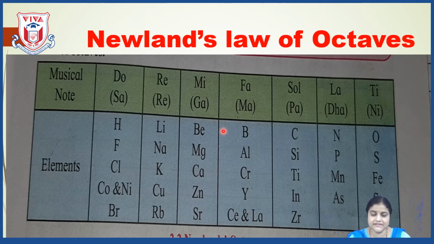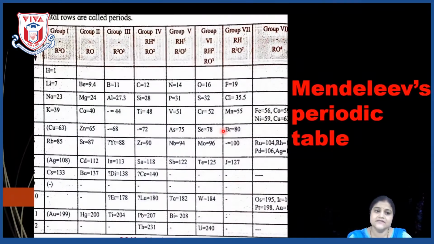Now, the third scientist who came with a new idea and contributed to the classification of elements was Dmitri Mendeleev. He started his work in the year 1869. During his time, the number of elements was 63. He made a detailed study of all the elements, and then he arranged them in a proper table. This table we can also call the periodic table.